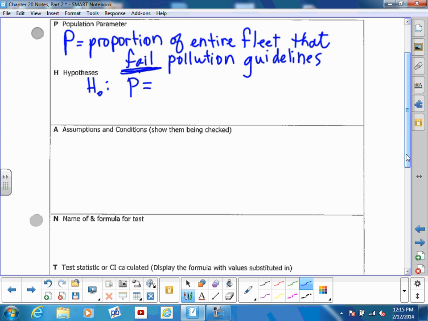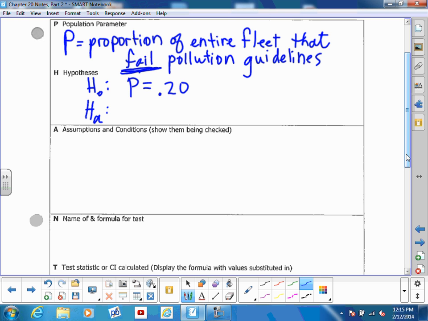No, not 0.01, that's our alpha for later. 20%. So 0.2, 20, 0.20, whatever. Because that is kind of like that stick in the sand where if you go way above that, if we end up rejecting this, then the company is in hot water because they're going to be having a lot of expense to fix the entire fleet.